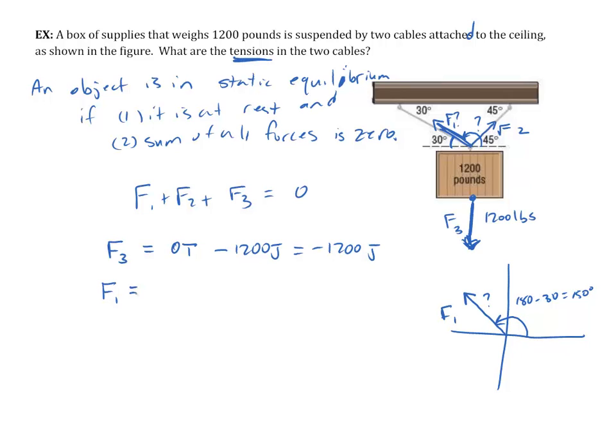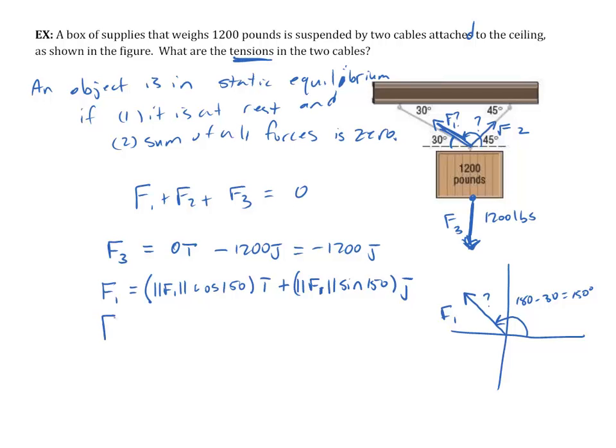So using the magnitude and direction formula for a component vector, we can write this as whatever the magnitude of F1 has to be, which we don't know yet, times cosine of 150 times i, plus whatever the magnitude of F1 is times the sine of 150 times j. We know those are the components of F1, we just don't know what its magnitude is yet.